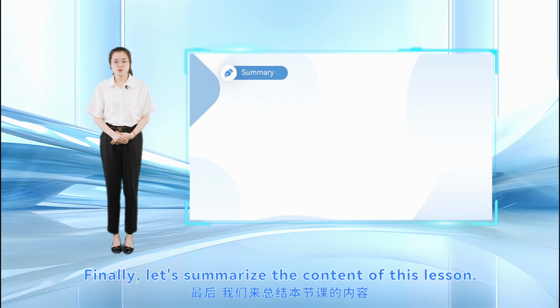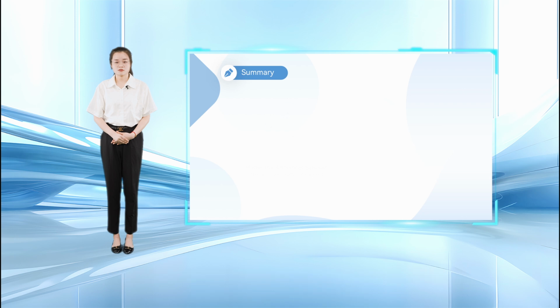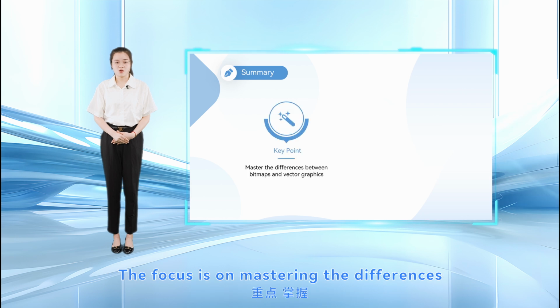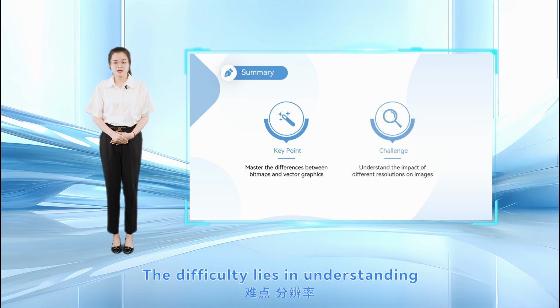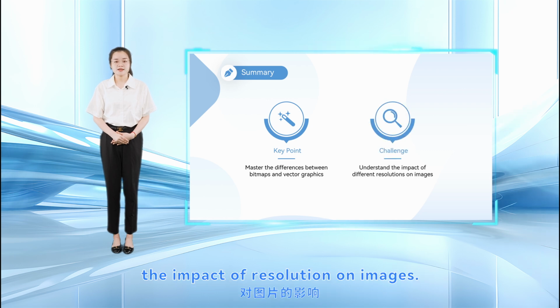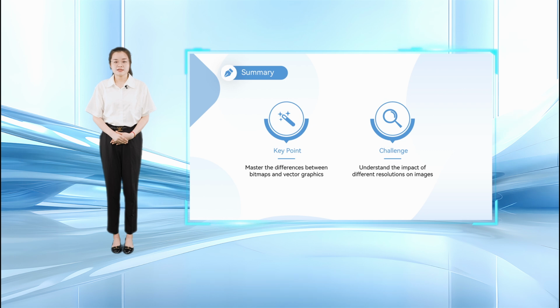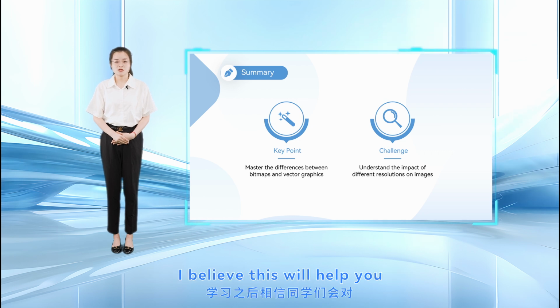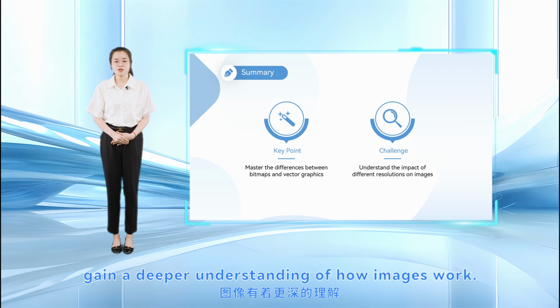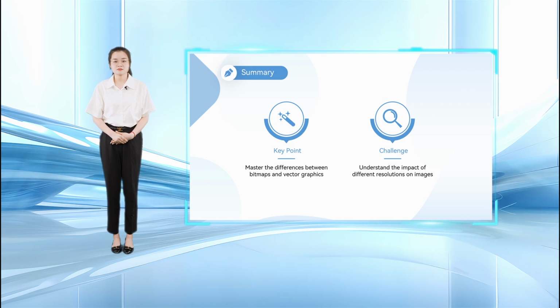Finally, let's summarize the content of this lesson. The focus is on mastering the differences between bitmaps and vector graphics. The difficulty lies in understanding the impact of resolution on images. In the next lesson, we will explore color modes of images. I believe this will help you gain a deeper understanding of how images work.